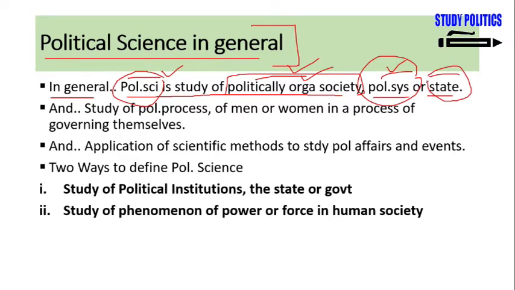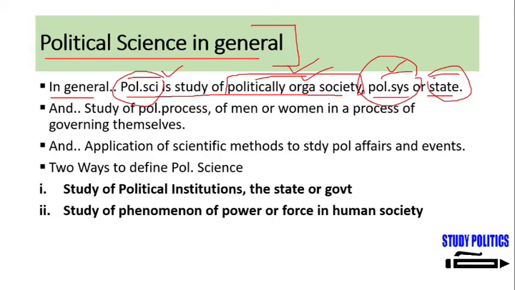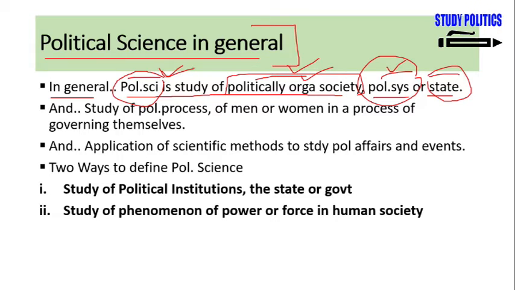Similarly, of state, we all know that the state has four characteristics: population, territory, government, and sovereignty. The study of these characteristics, like the study of population, the territory, or more important, the study of government and the study of sovereignty, is all concerned with political science.